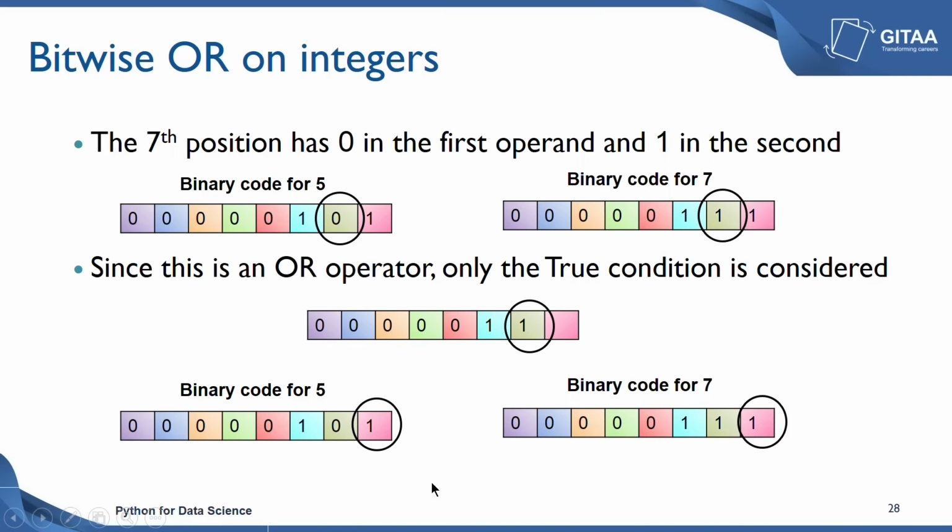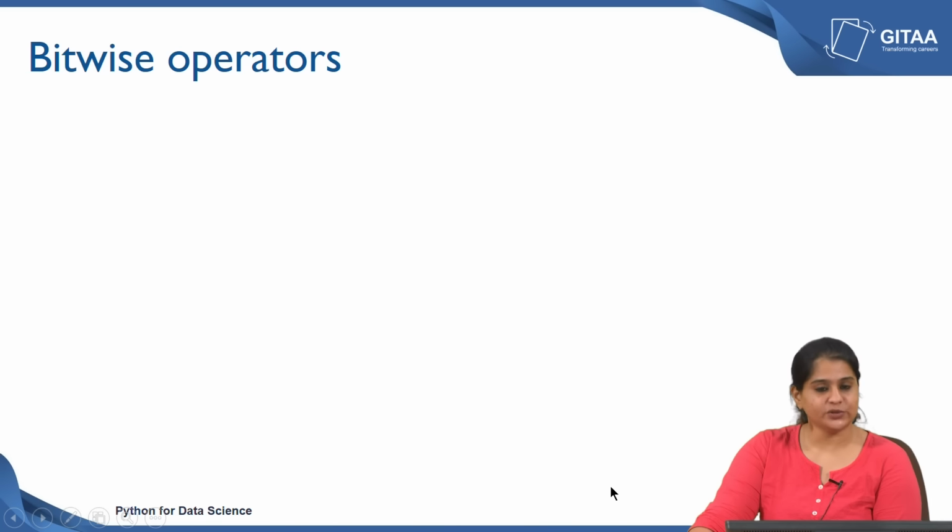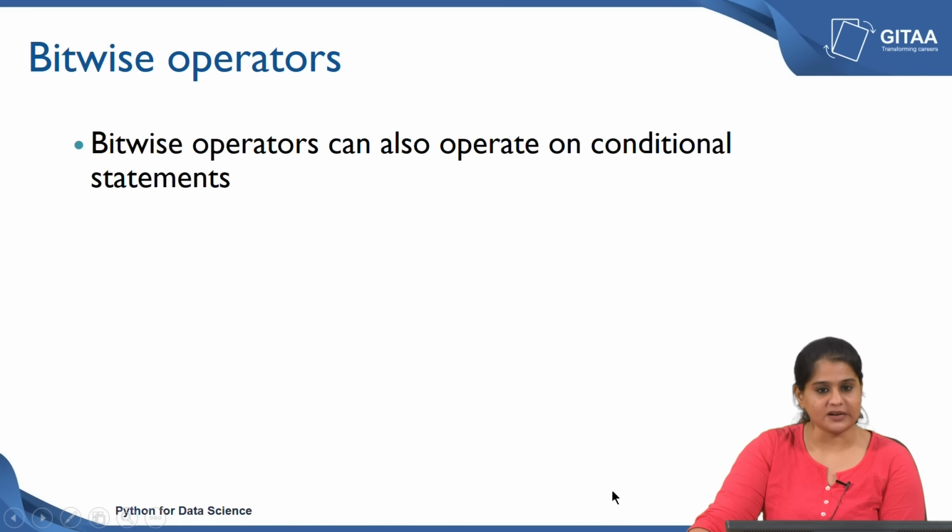Now, we are left with the last position, and for both these binary codes the last position is 1, and I am going to be copying this value to the corresponding position in my resultant binary code. So, this is the binary code that you get when you apply a bitwise OR between two integers. This is the binary code for 7 that we earlier started with, and this is how a bitwise OR operator works between two integers. We can also use bitwise operators for conditional statements.